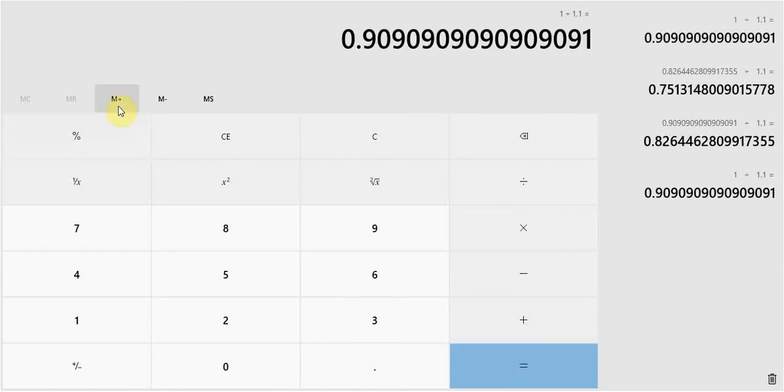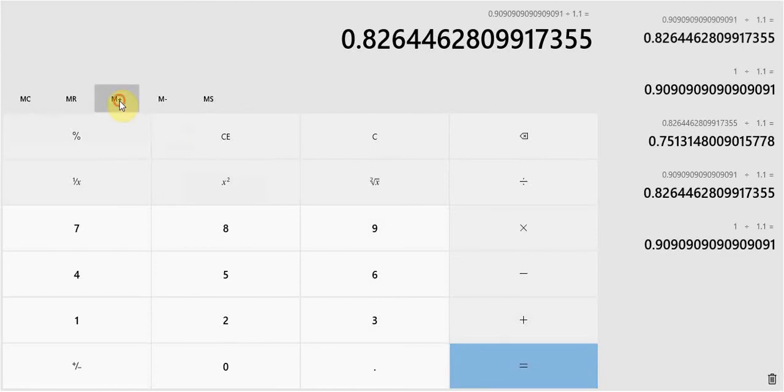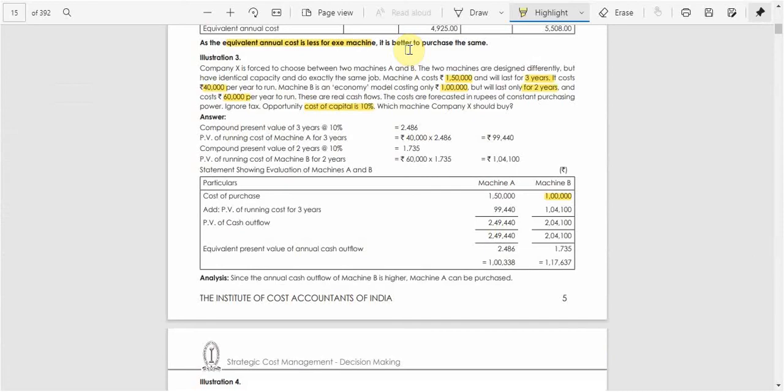Is equal to memory plus, is only for 2 years, right? Which comes to 1.735. So this is a value array. Hope you understood. So it is 60,000 now, because 60,000 is the running cost for machine B. So 60,000 into 1.735 comes to 1,04,100.